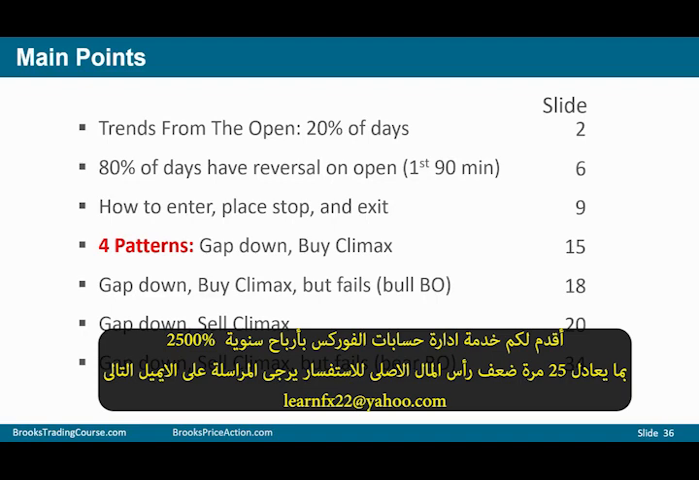First of all, a gap down and a buy climax that led to a reversal back down. Second, a gap down and a buy climax, but instead of reversing down, we got a bull flag and the bull trend resumed. And next, a gap down and a sell-off that reversed up. And finally, a gap down and a sell-off that tried to reverse up, but the reversal became a bear flag and the bear trend resumed.